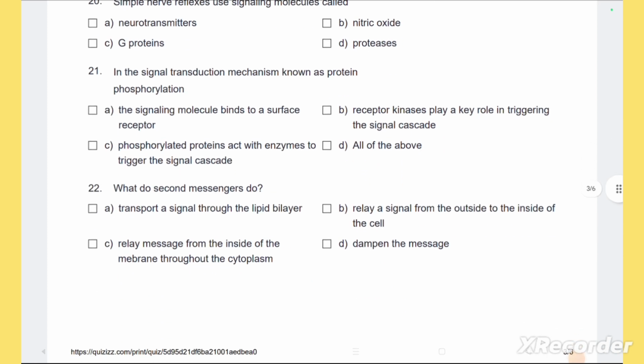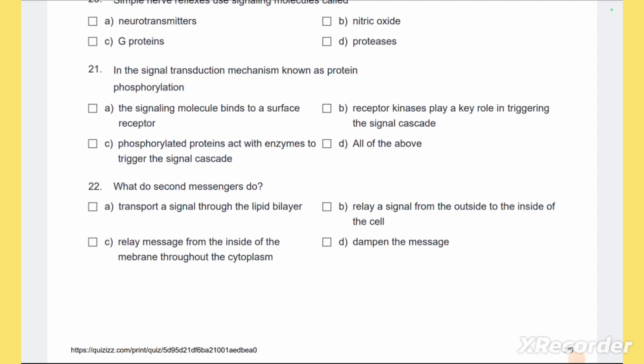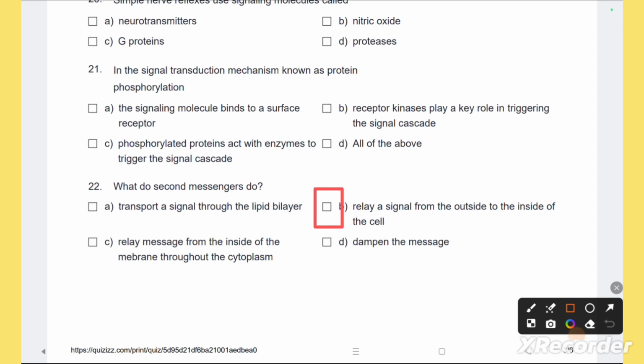Question number 22. What do second messengers do? Option A, transport signal through the lipid bilayer. Option B, relay a signal from outside to the inside of the cell. Option C, relay message from inside of the membrane through the cytoplasm. Option D, dampen message. So the answer of this question number 22 is C. Relay a signal from outside to the inside of the cell.